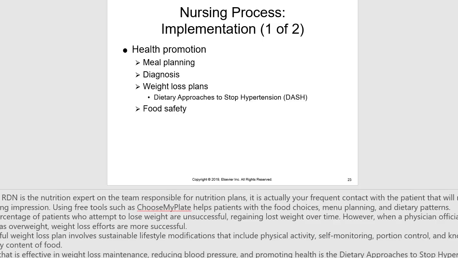However, when a medical physician, nurse, and dietitian are all involved as a team and the patient is diagnosed as overweight or obese, weight loss efforts tend to be more successful. A successful weight loss plan involves sustainable lifestyle modifications, including physical activity, self-monitoring, portion control, and knowledge of the energy content of food. One diet that is effective in weight loss maintenance, reducing blood pressure, and promoting overall health is the DASH diet, which is the Dietary Approaches to Stop Hypertension Eating Plan, based on research by the National Heart, Lung, and Blood Institute. The DASH diet is full of fiber, by the way.